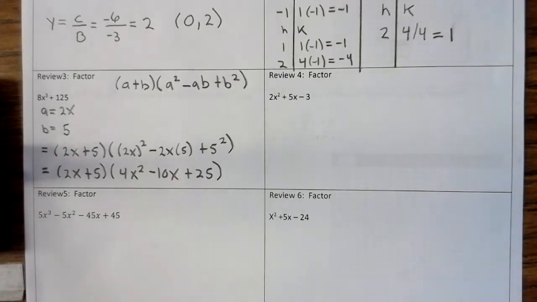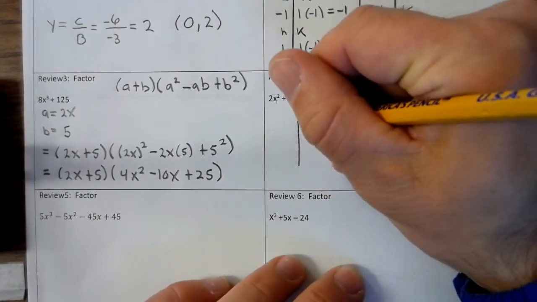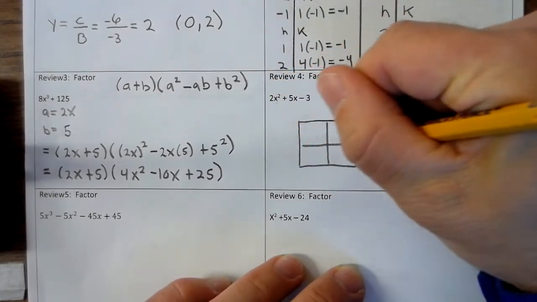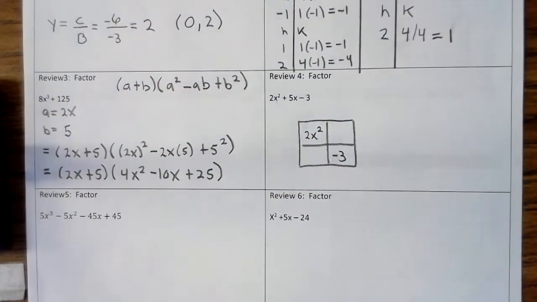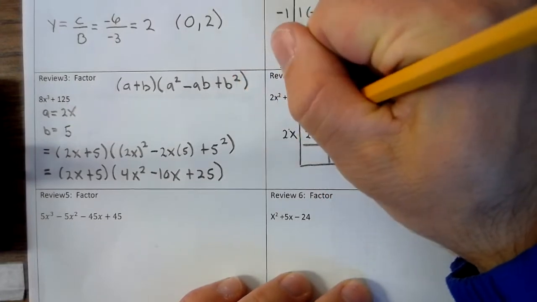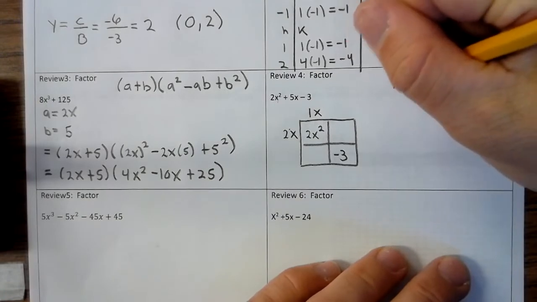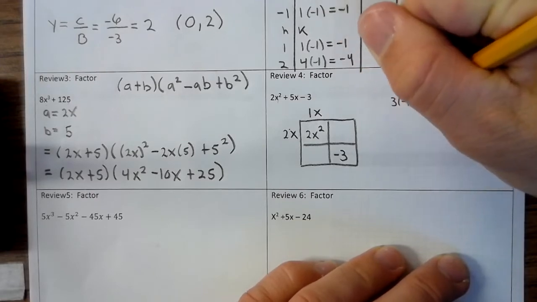All right, now let's look at the next one, review 4 factor. All right, 3 terms, we see the squared, so we do reverse box method. First term, last term. So we know 2x and 1x make 2x squared. Now we need to find all the combinations of -3. So 1 times -3 is -3. 2 doesn't work. 3 times -1 equals -3.